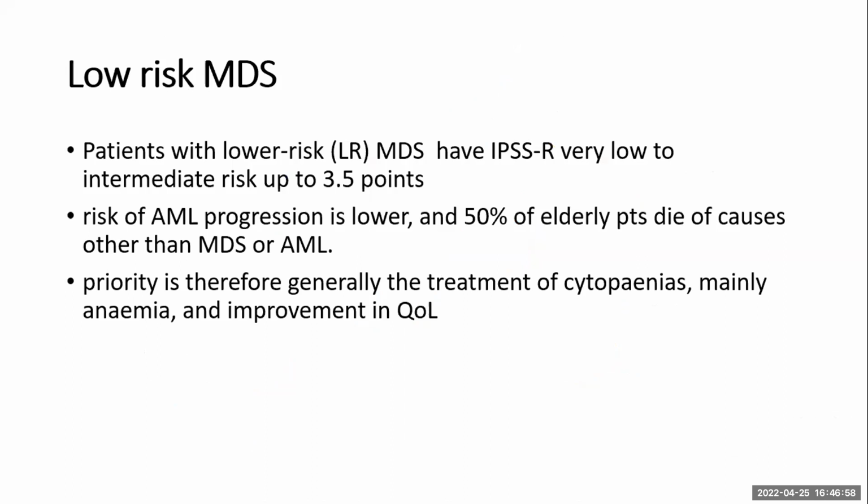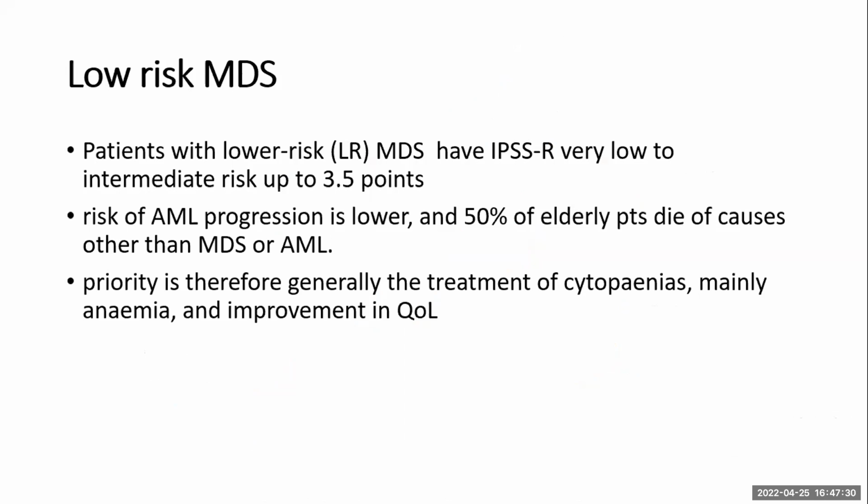And then in terms of the classification, we've said there is lower risk and higher risk. So I'll just go over low risk and its management, and then discuss a little bit about high risk MDS as well. Those with lower risk MDS, according to the revised score, have a score of 3.5 or less, and their risk of AML progression is lower when you compare them to the higher risk group. And 50% of elderly patients who are in the lower risk category die of causes other than the MDS or AML.